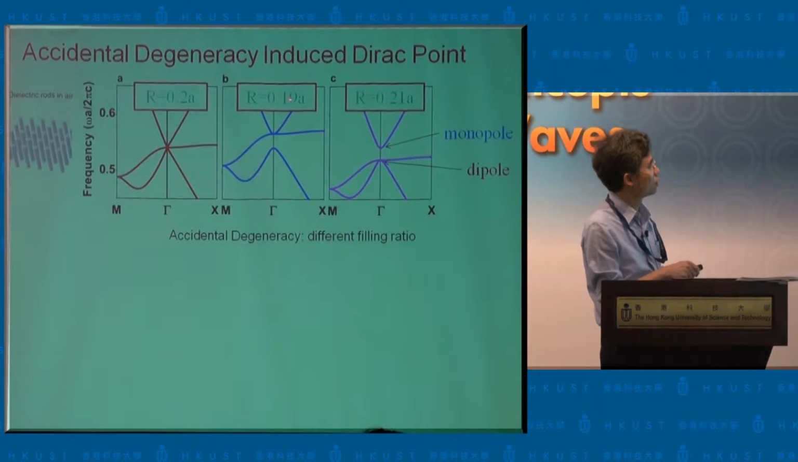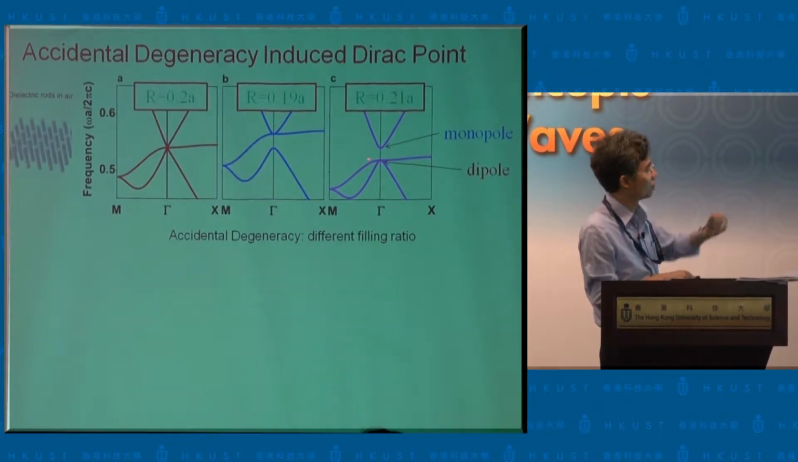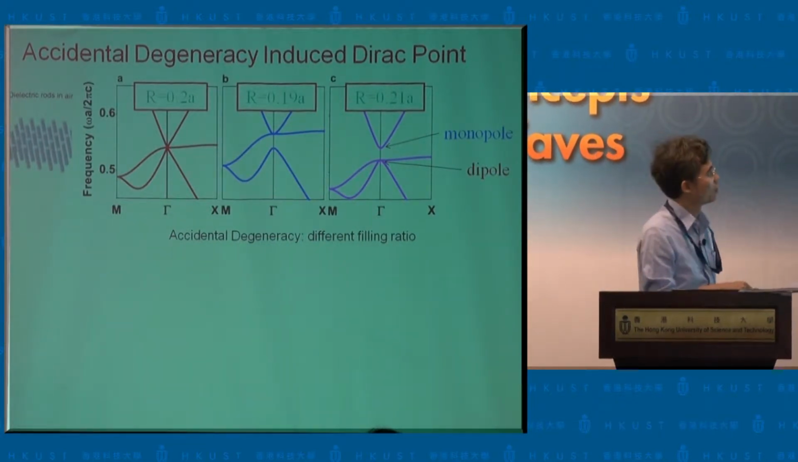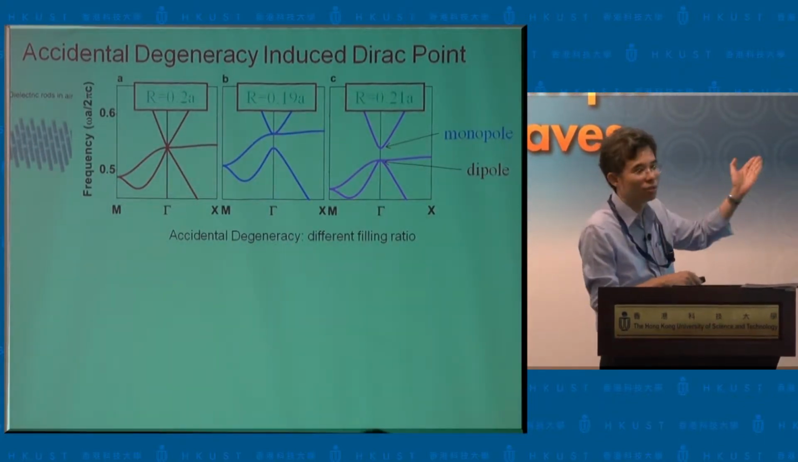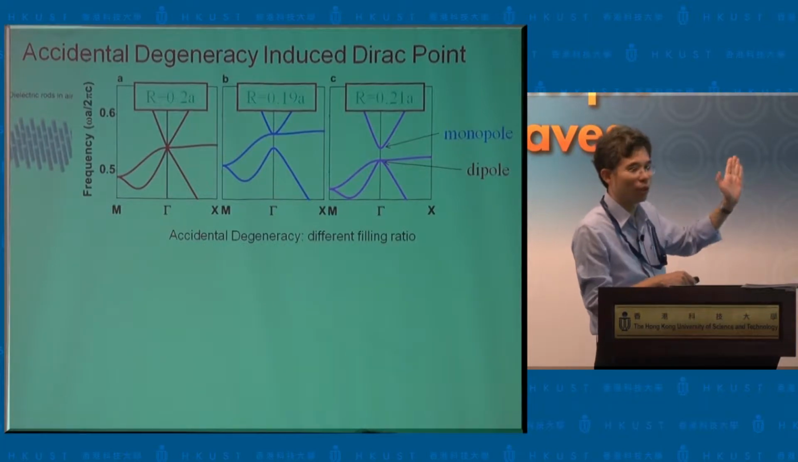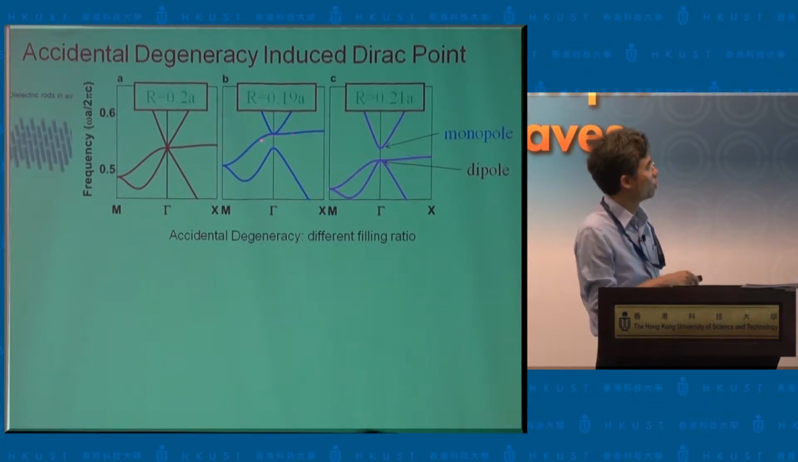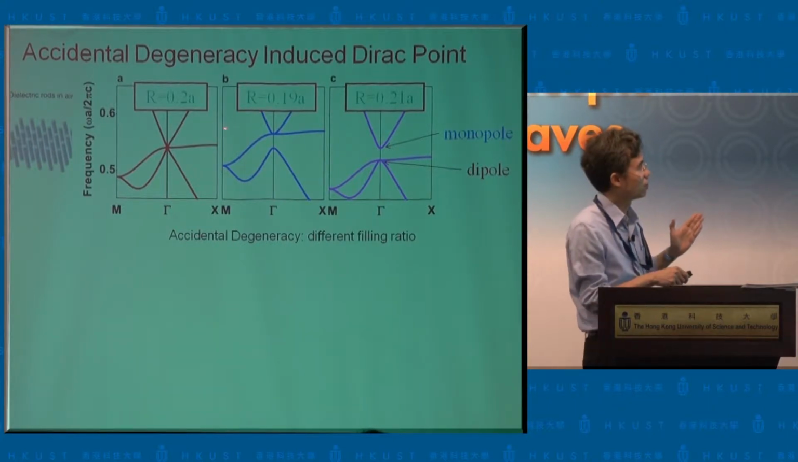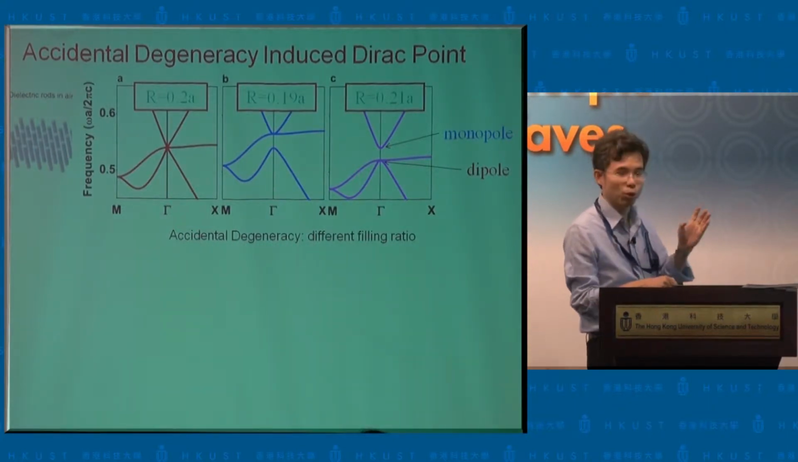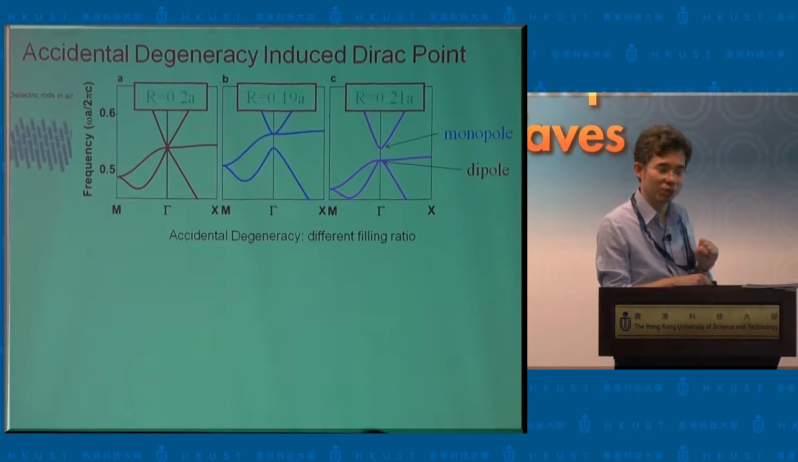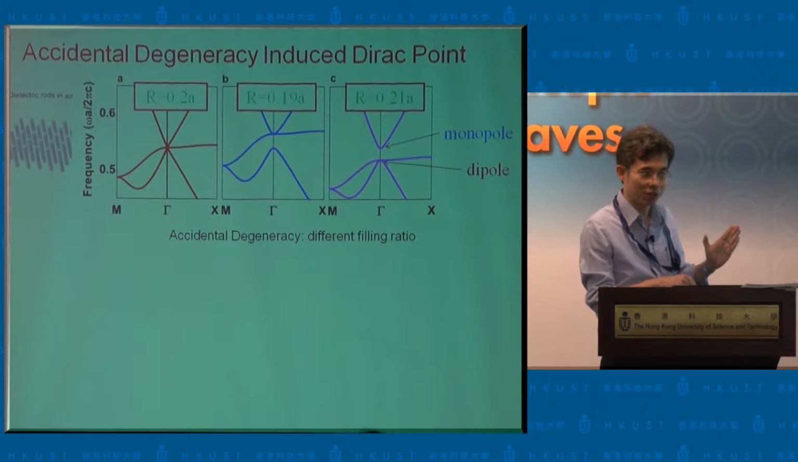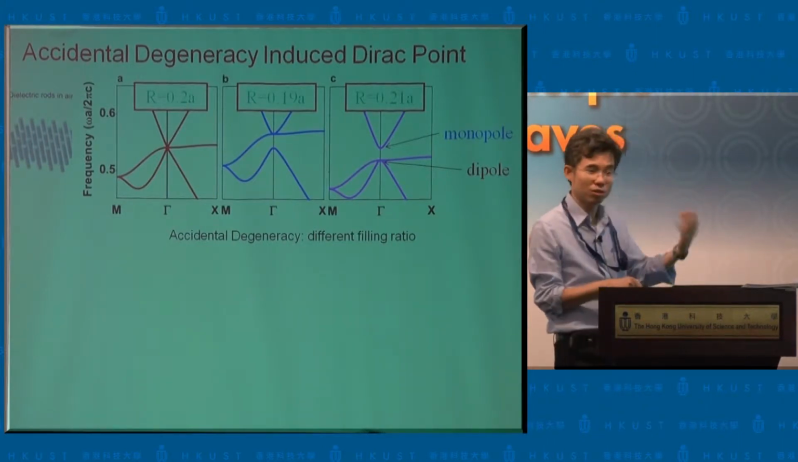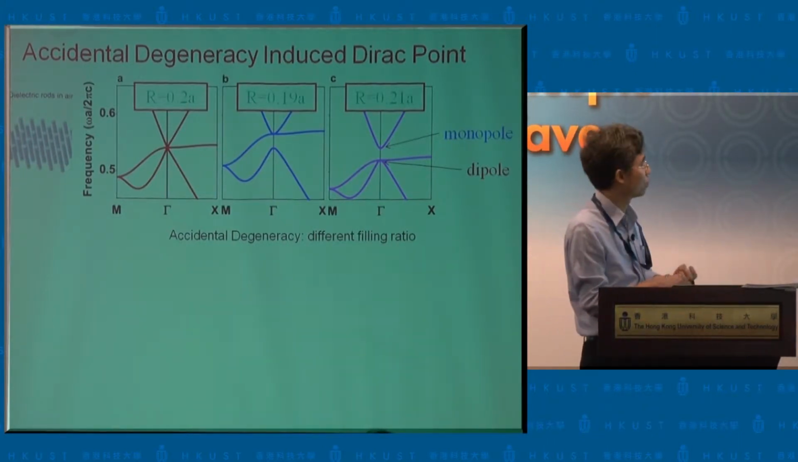And if you reduce the cylinder radius a little bit, you will find that the dipole and monopole switch positions, okay? You can imagine that by tuning the radius, while keeping other parameters the same, there will be one particular system parameter, in this case the radius of the cylinder, so that the monopole and dipole become the same frequency. Now, this is not something that is required by the symmetry of the lattice, but something that is by design or accidental.